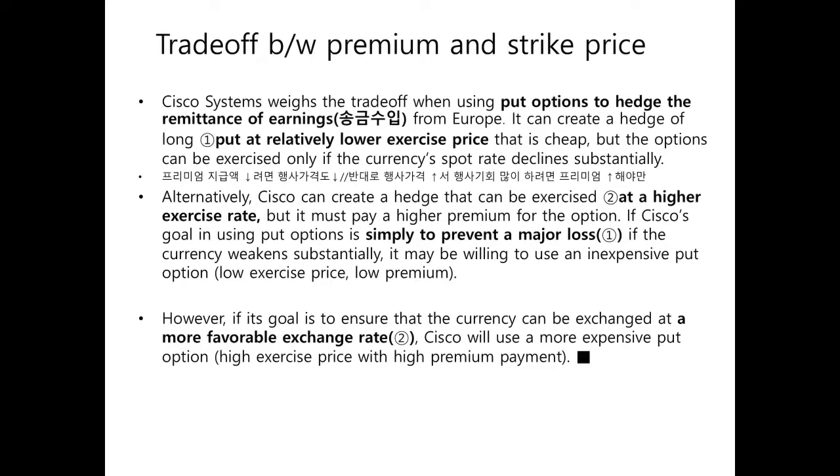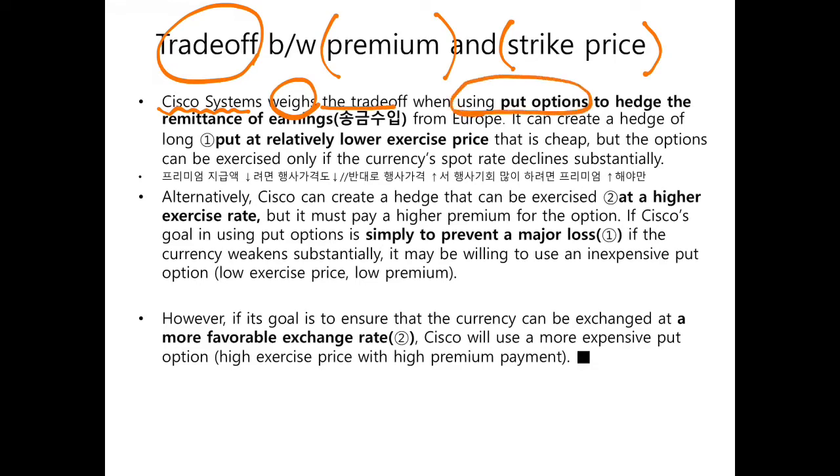Now here, I'm going to talk about the trade-off relationship between the price I paid and the exercise price. The price I paid here means the premium of each option, and the strike price. So here, we imagine Cisco Systems, that's the company name, weighing the trade-off. Let's suppose he decided to use a put option. Even for a put option, there is a trade-off. Why did he decide to purchase a put option?